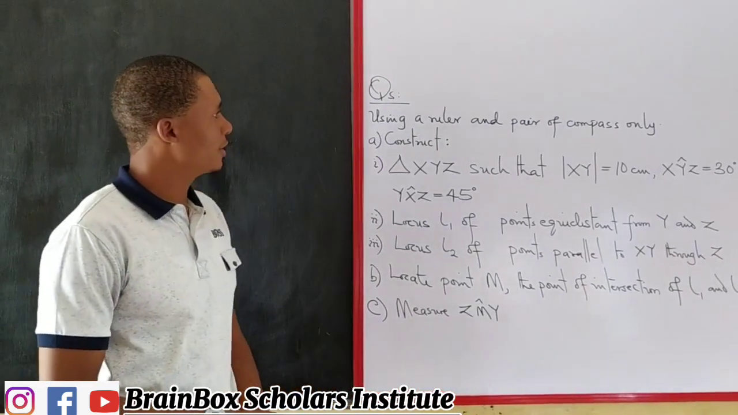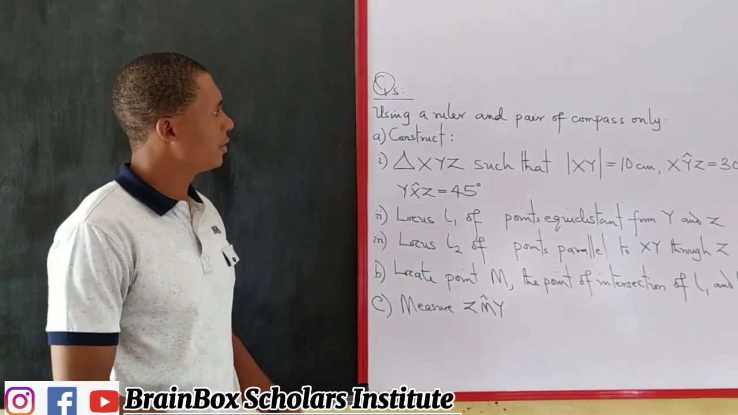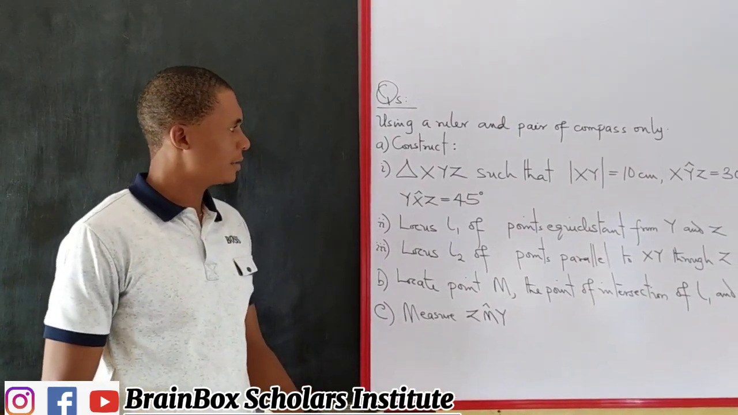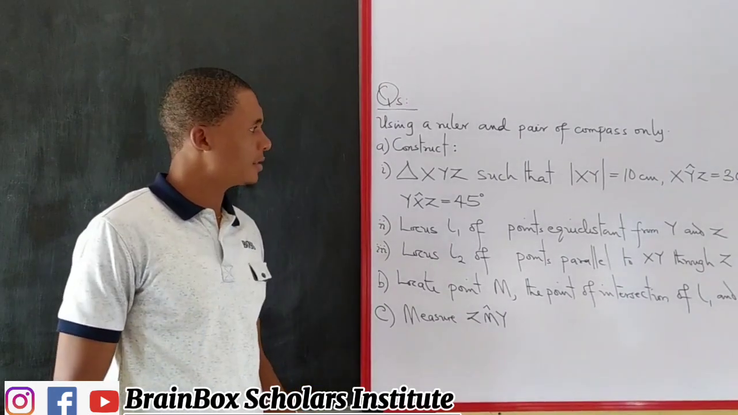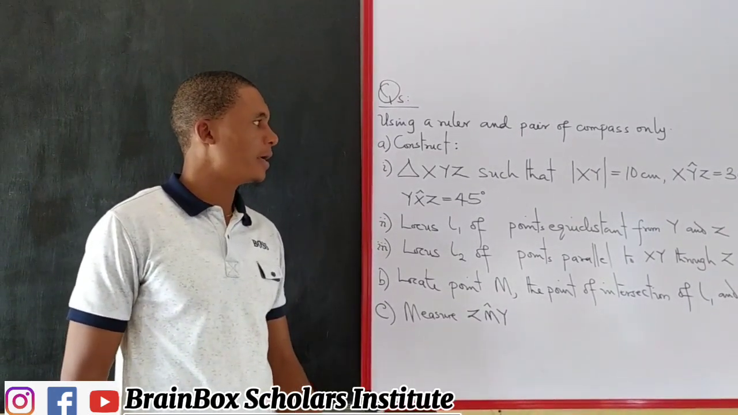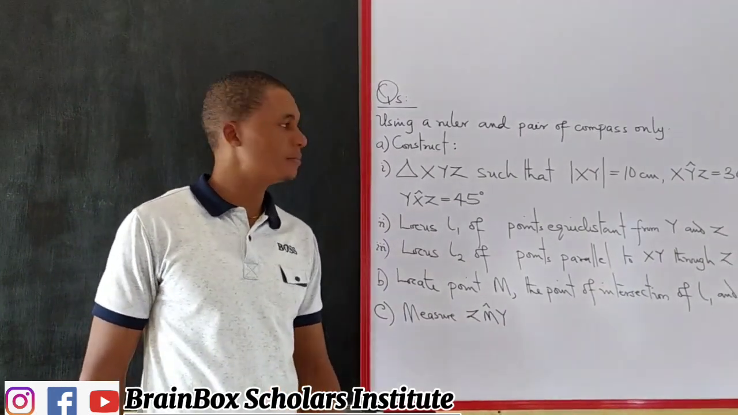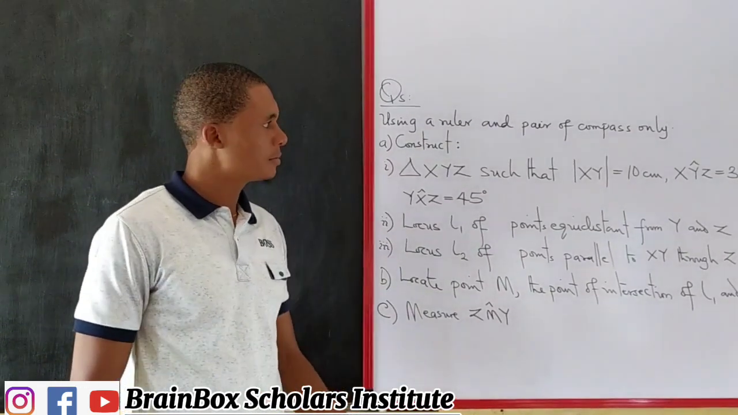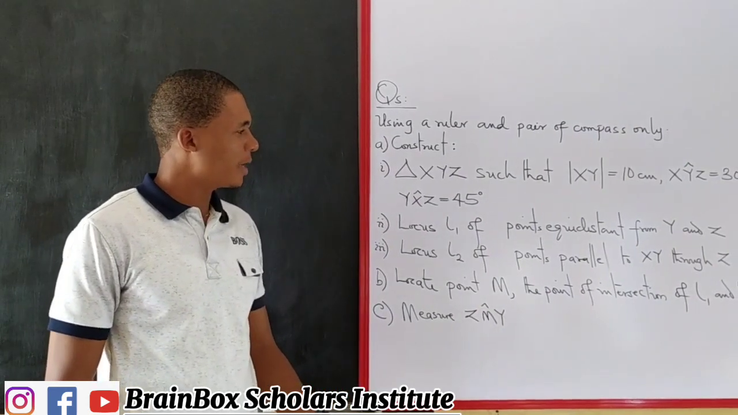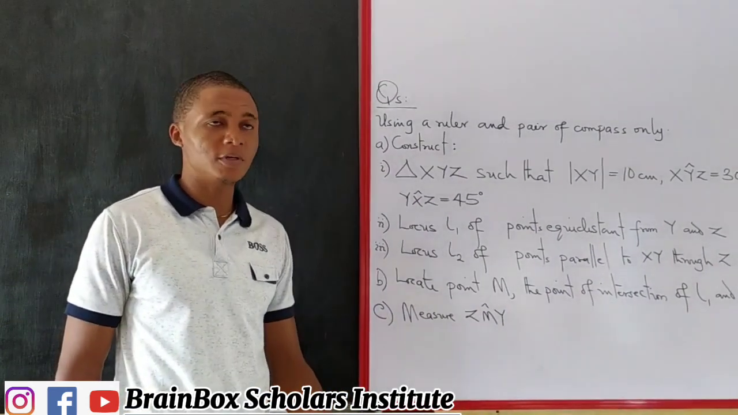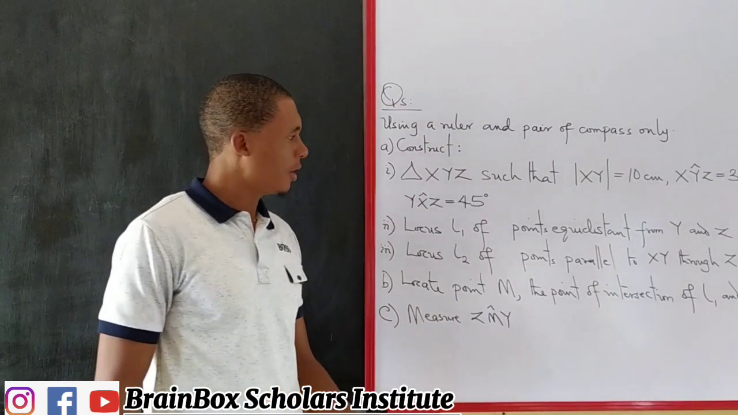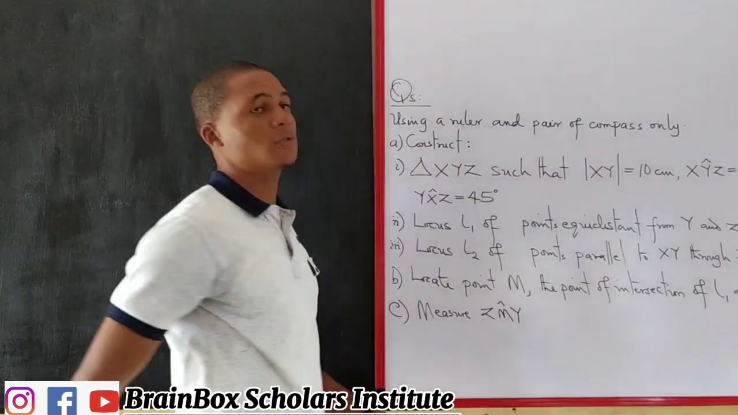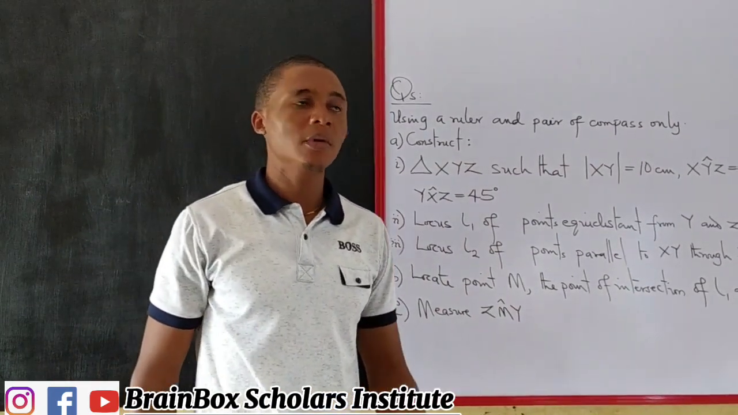The question says, using the rule of the compass only, construct a triangle XYZ such that side XY is 10 cm, angle XYZ is 30 degrees, angle YXZ is 45 degrees. So they have given me the instruction that I will use to construct triangle XYZ.